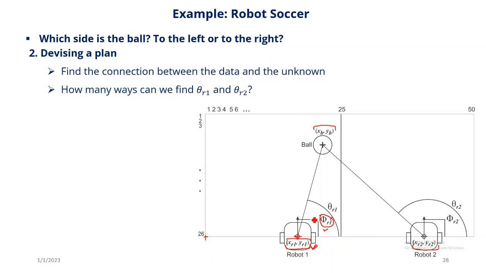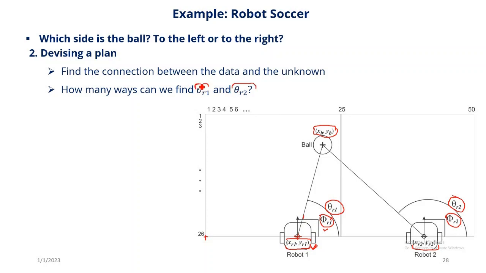Phi arrow 1 is the orientation, or which direction robot 1 is facing. Phi arrow 2 is which direction robot 2 is facing. xb, yb is the position of the ball. Those are data that are given to the robot. Our problem now is to determine the angle of the ball relative to robot 1 and the angle of the ball relative to robot 2. So this is what we want to know.